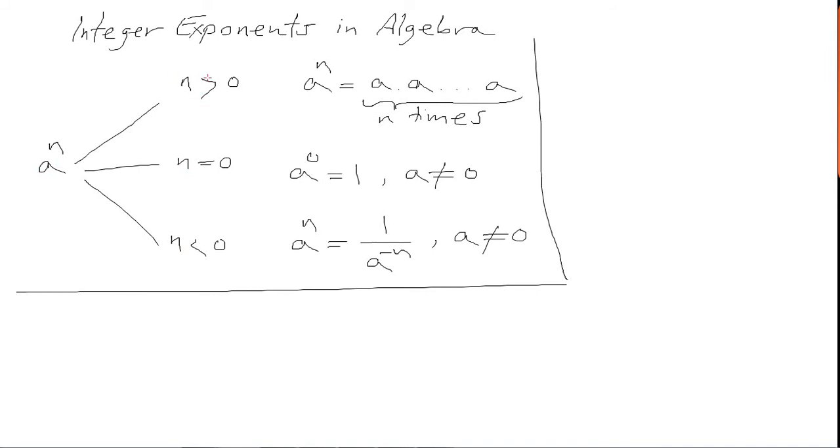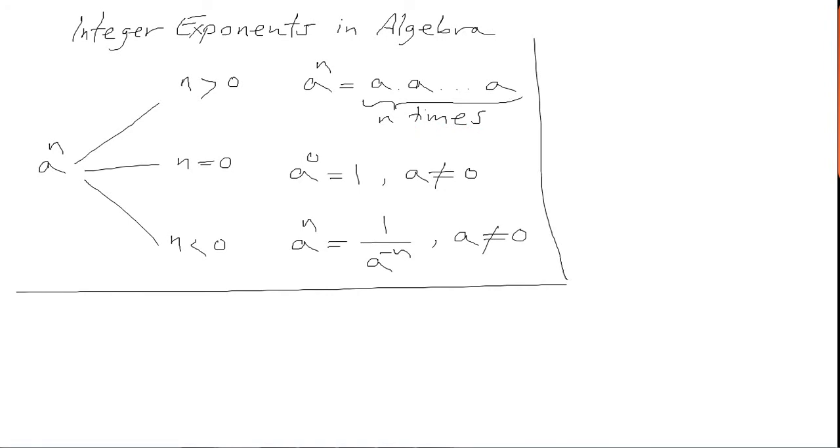If n is a positive integer, then this is how you define a to the power of n. Notice that today we are looking at integer exponents. So n is an integer: 0, plus minus 1, plus minus 2, plus minus 3, and so on. If n is a positive integer, then a to the power of n is defined to be a times a times a times, and so on, n times.